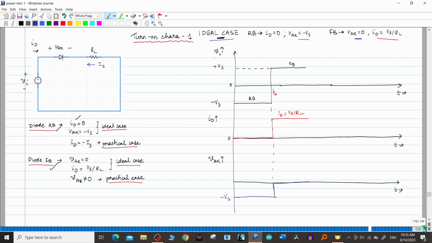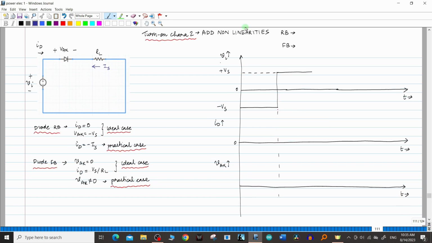Now we will add some non-linearities to this. I will be adding two non-linearities. One is the concept of reverse saturation current, and the next is that VAK is not equal to 0 at forward conduction. In the practical diode, you know that there will be a reverse saturation current, and also VAK will not be equal to 0 at the forward bias condition.